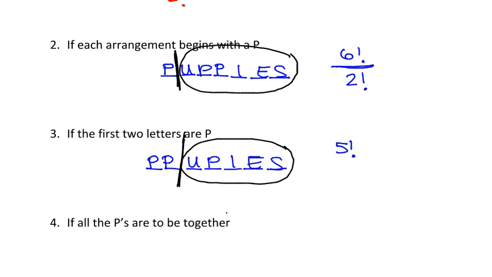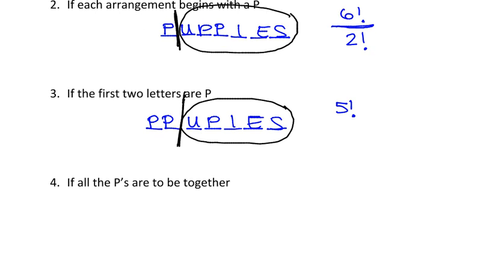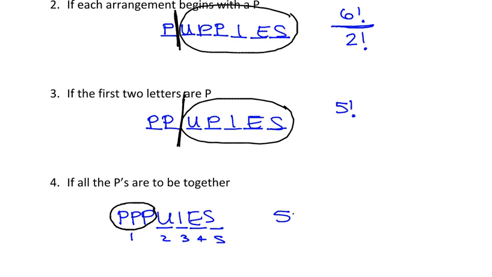What if all the p's must be together? Well, let's see. P, P, P, U, I, E, S. So if all the p's must be together, the question doesn't say that they must be first in the word, but they must travel together. So this goes back to one of those questions that we were doing a couple videos ago, where these 3 p's are going to travel together as one blob. So if they are traveling together, I have 1, 2, 3, 4, 5 objects to arrange, so 5 factorial.